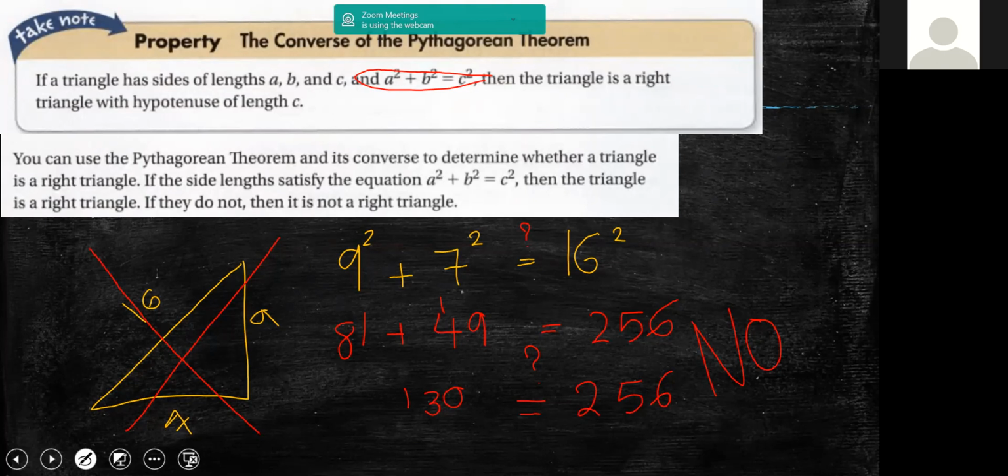Is it clear now? Yeah, I understand. Yes, teacher. I will use the converse to know whether the triangle is a right triangle or not.